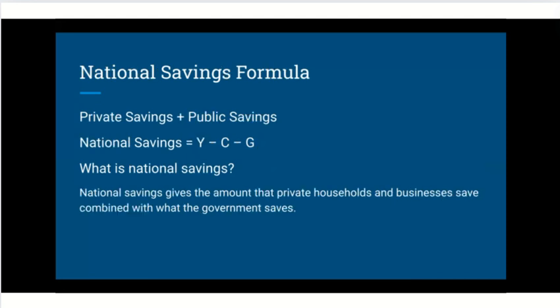Lastly, we have the national savings formula. The national savings formula is private savings plus public savings, or it could also be looked at as Y minus C minus G, or GDP minus consumption minus government spending. So what is national savings? National savings gives the amount that private households and businesses save combined with what the government saves.